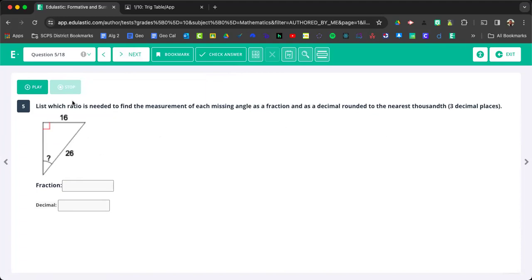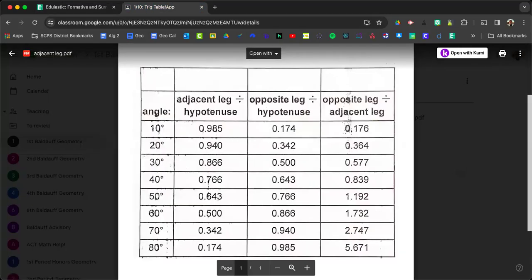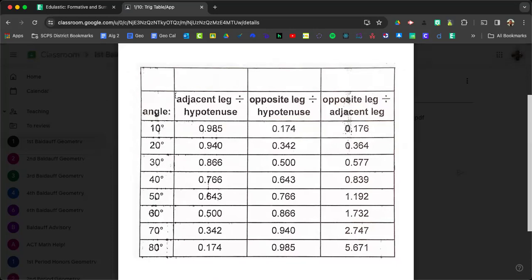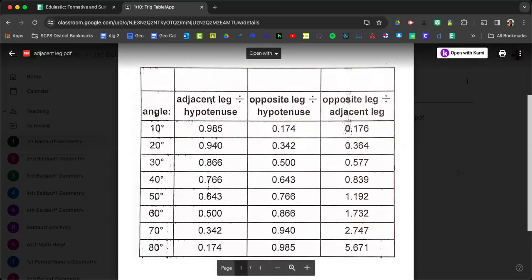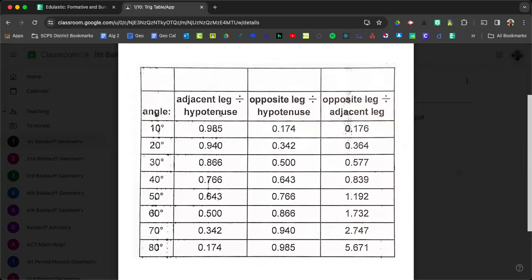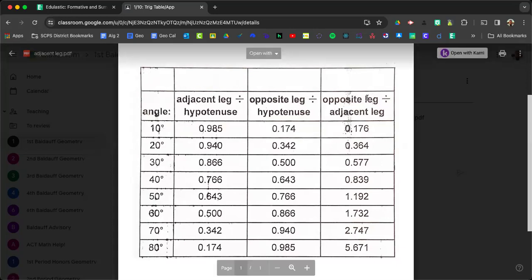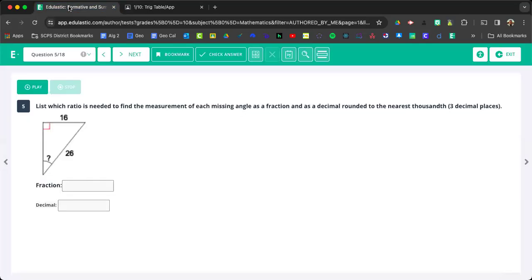Okay, so to do this, we need to think back to this table. I'm going to post this whenever I post the instructions for the Edge Elastic along with this video. So you should already have this ready to go, but we are going to need to refer back to this table. Our different ratios that we can have are these three in this top row, okay? We have adjacent divided by hypotenuse, opposite divided by adjacent, and then opposite divided by hypotenuse. I don't know why I said those in the wrong order, but I just did.